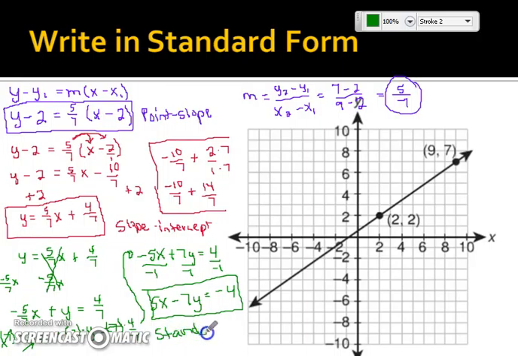So here is standard form. What's important again for standard form, have your x and your y terms on the same side, no fractions or decimals, and if your x coefficient is negative, just divide everything by negative 1, and it changes the sign of everything so that your first term is positive.